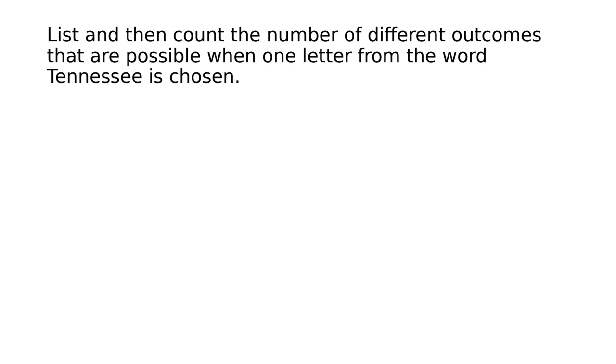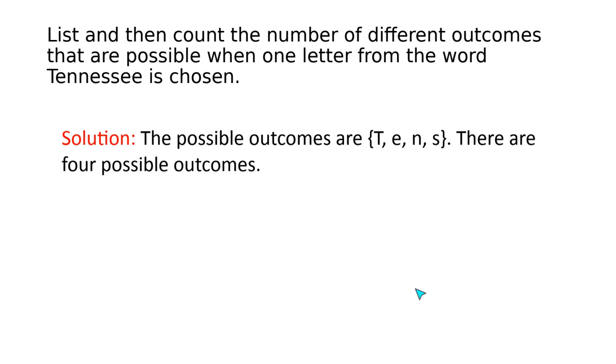Okay, so here's another one. List and then count the number of different outcomes that are possible when one letter from the word Tennessee is chosen. Okay, so let's go ahead and do this one. The possible outcomes, if you choose one letter from this word, you can get a T, an E, an N, or an S. The other ones are repeated there, so we just need to write it one time. So we say that there's 4 possible outcomes.